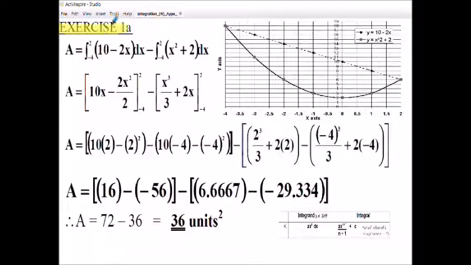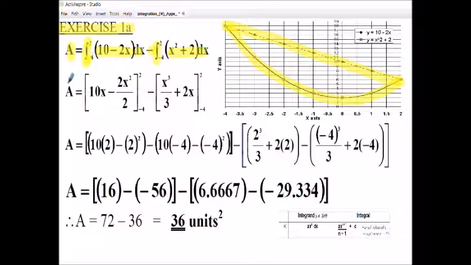Exercise 1A continued here. I now need to derive my integral for the area between the two lines. Looking at my diagram, I will find the area under this line first of all, between the limits of 2 and minus 4. So that's what I've got here. I'm integrating the 10 minus 2x line with respect to x between my limits. And then I'm going to take away the area under the quadratic curve. So I will take away the integral of x squared plus 2 with respect to x, again between my limits. That will then give me the area between the lines.